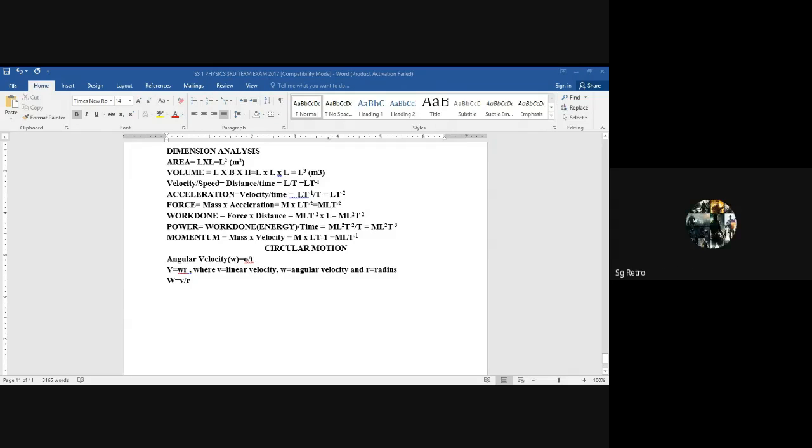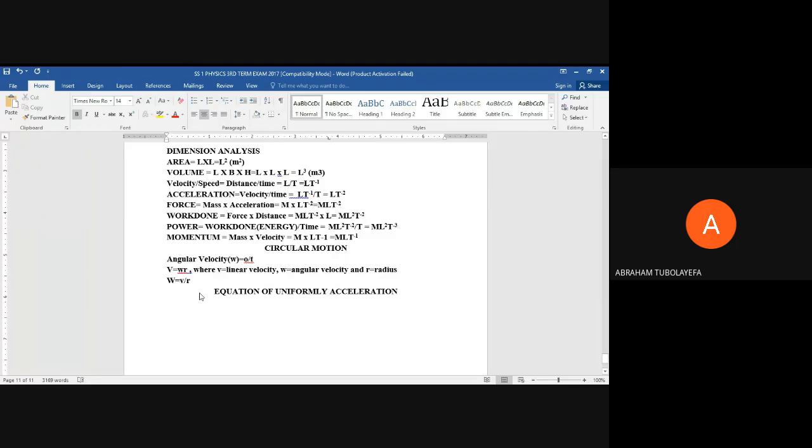Good. Now, another thing I would also want you to remember is the equations of motion. Those equations of uniformly accelerated motion, we generally call them equations of uniformly accelerated motion.